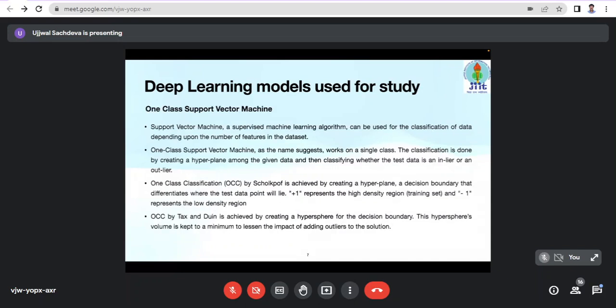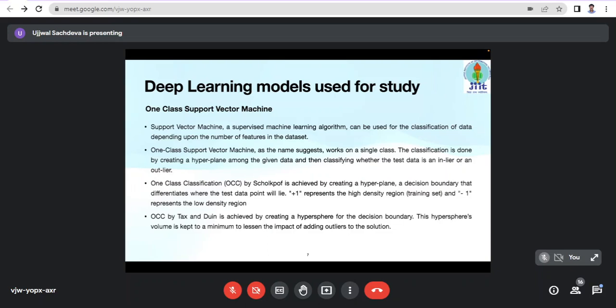The second model used was the one class support vector machine. Support vector machine, a supervised machine learning algorithm, can be used for the classification of data depending upon the number of features in the data set. One class support vector machine, as the name suggests, works on a single class. The classification is done by creating a hyperplane among the given data and then classifying whether the test data is an inlier or an outlier.